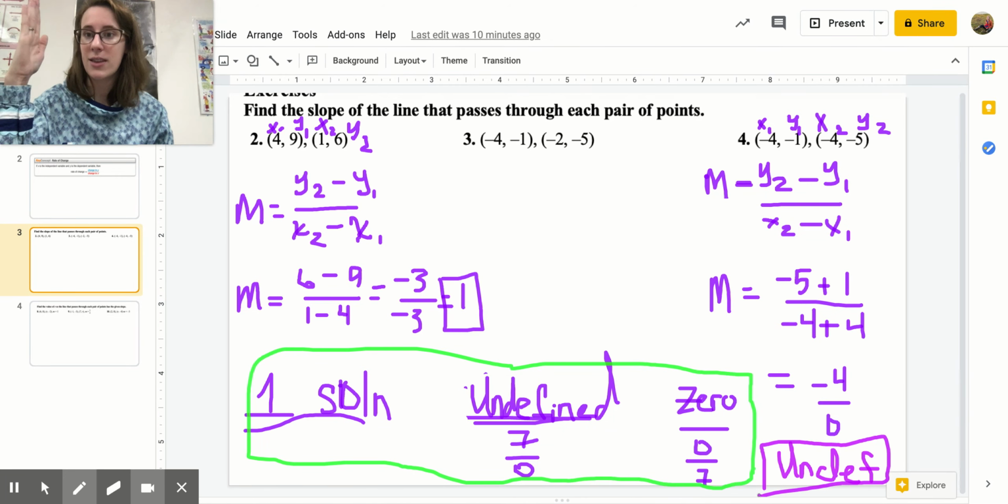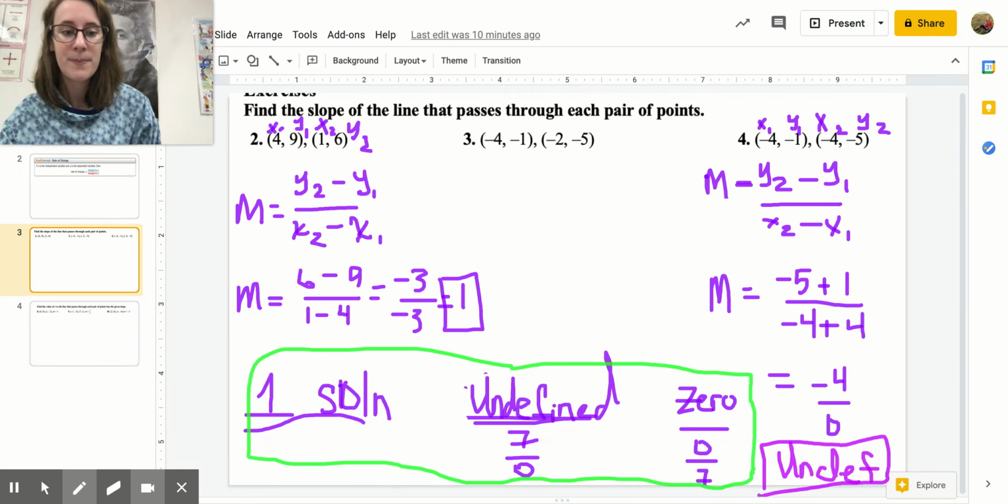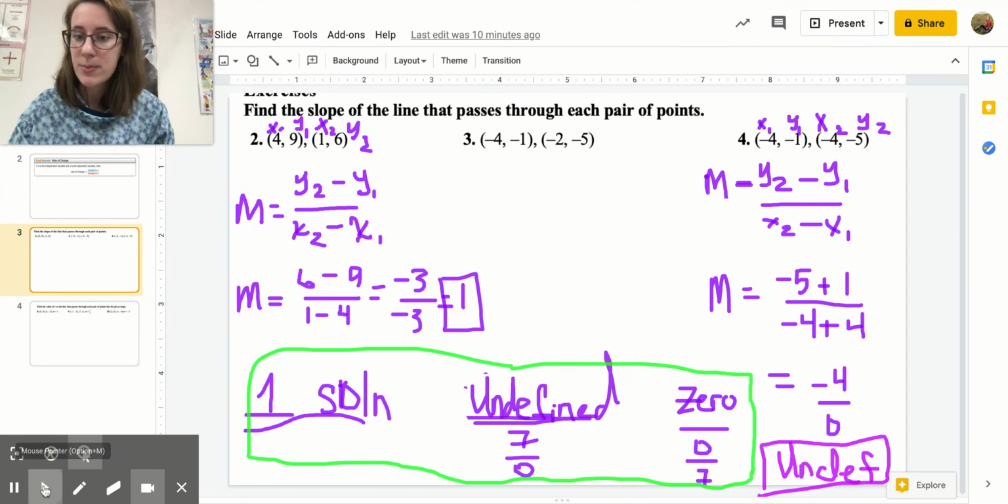Undefined slopes look like this. It's like falling off of a cliff. A 0 slope means you go 0 up or down, and so it's just a horizontal line. And that's how you do those problems.